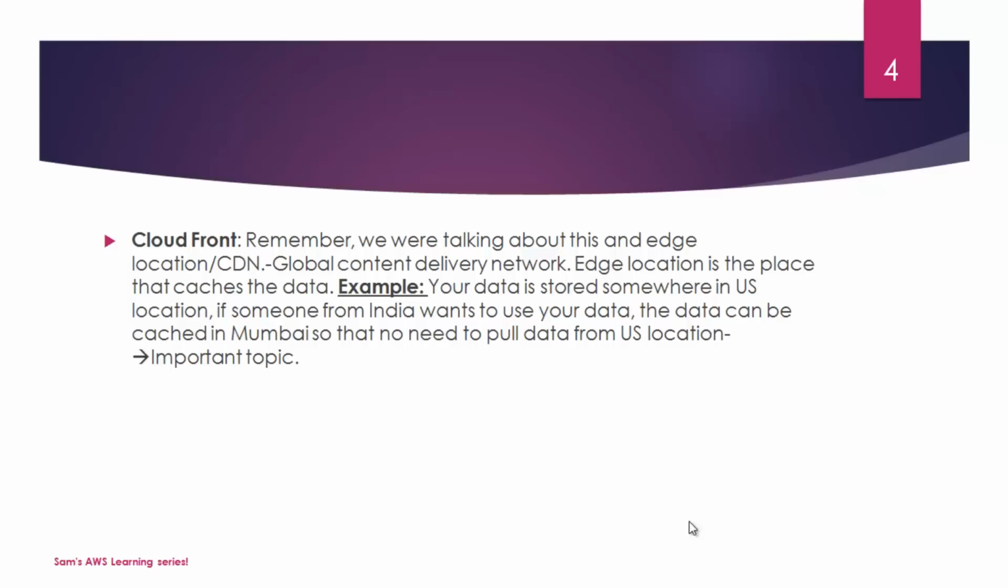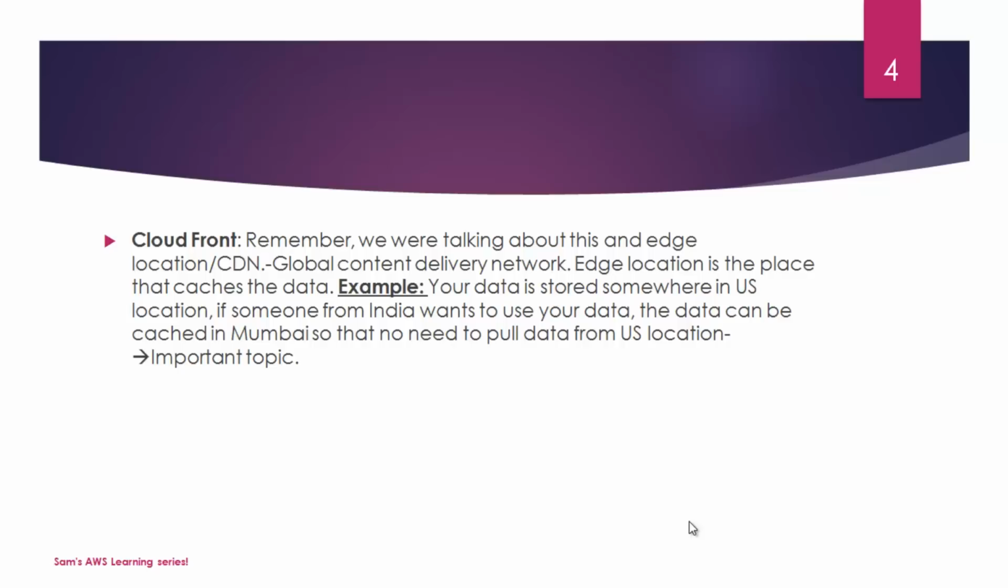The request from the Indian user has to go all the way across to the US, right? Since the request has to travel this far, there will be network delay and network latency. So the best way to put it is to cache this data somewhere in Mumbai, so that you don't need to reach the US location. Indian users can easily reach Mumbai, and the bandwidth will be very nice. There won't be any network latency.